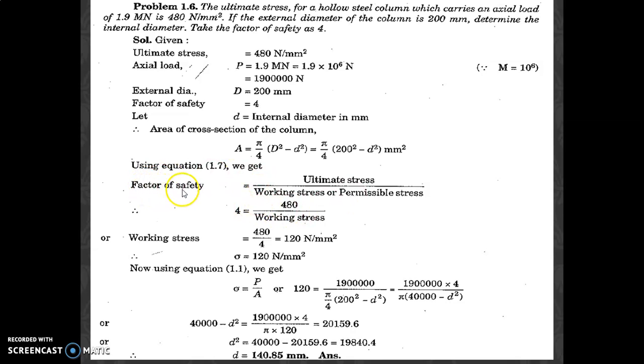Let us substitute the value of factor of safety as 4, and this ultimate stress is 480. Based on that, working stress we are getting as 120 Newton per mm square. So the safe stress or permissible stress or working stress is 120 Newton per mm square. In general, let us use the formula sigma stress is equal to force upon area, and then let us substitute the safe stress as 120, then load which is 1.9 into 10 raised to 6, and this area already we have calculated, pi by 4, 200 square minus d square.